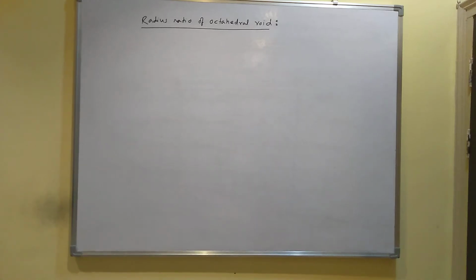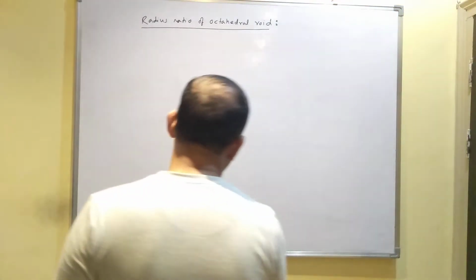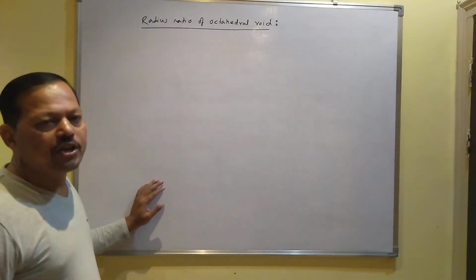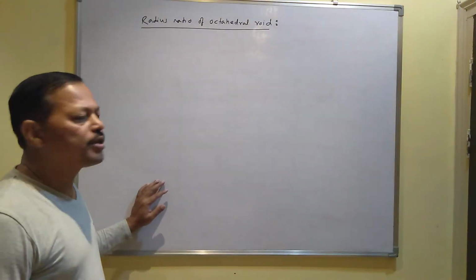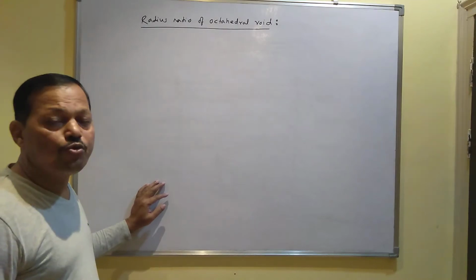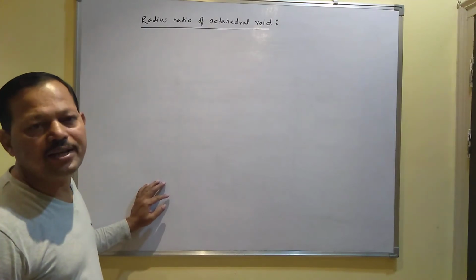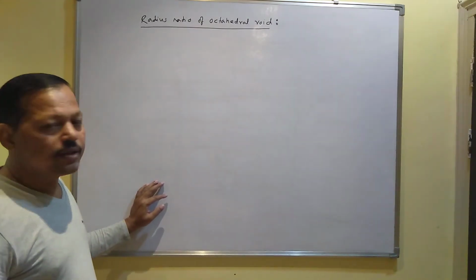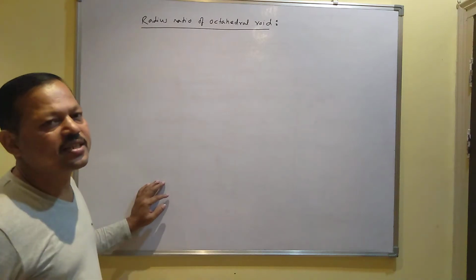Okay, now radius ratio of octahedral void. When you do this close-packed structure, you have got two types of void. Some voids are called octahedral void and some voids are called tetrahedral void. These two voids are important because in the case of an ionic solid, some ions may be present in these tetrahedral and octahedral voids.